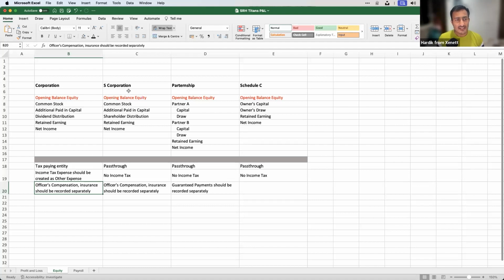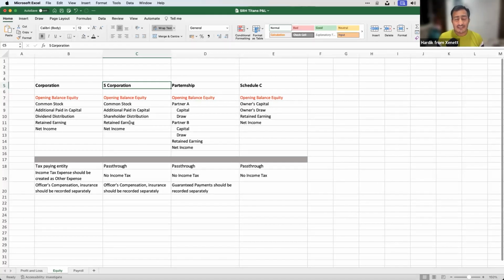There is a need to show this information separately, and that's why it's quite important. Now, in case of an S corporation, the profit and the equity structure more or less remain the same, but the main thing here is that an S corporation is not supposed to be paying any taxes, right? The taxes are actually passed through to the individual shareholders, and that's why there are no taxes to be paid in case of an S corporation.